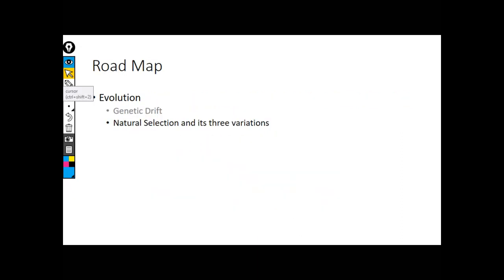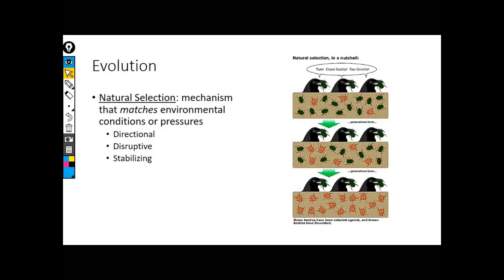What we're going to spend more time focused on, though, is natural selection. Because this is an ecology class, and we are more interested in what happens when we're tied to the environment. And this is why natural selection is so important, because this is the only one that has a mechanism that sets this up in a way that matches environmental conditions or pressures.